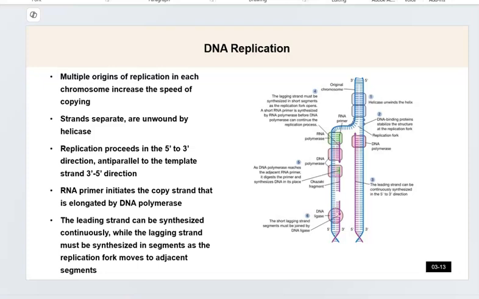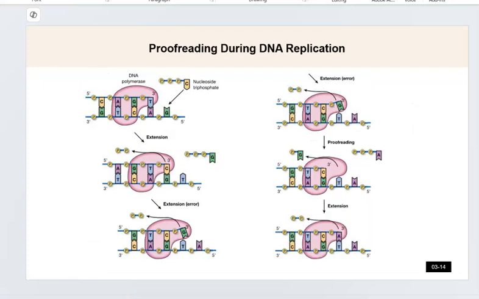And they are able to be arranged in an orientation that will help the DNA to be replicated. The RNA primer initiates the copy strand that is elongated by the DNA polymerase. The leading strand can be synthesized continuously, while the lagging strand must be synthesized in segments as the replication fork moves to adjacent segments. Okay. That's a lot of things to know, but essentially you need to understand the 5', the 3', that they line up anti-parallel to each other, and that's how the helix is formed.